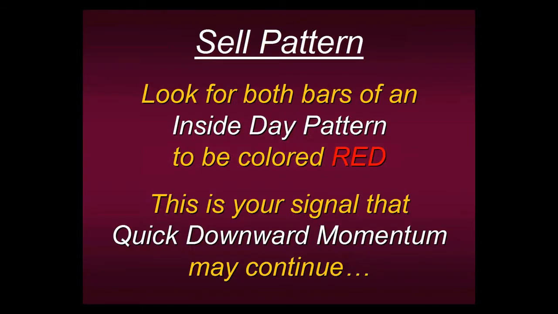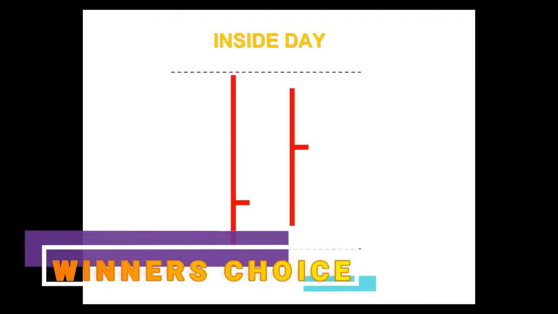All right, what if we're looking to go short? Well, we want to look for some type of setup, some type of clue that we're going to have a nice move down. Well, look for both bars of an inside day pattern to be colored red now with the PET-D tool. This is your signal that a quick downward momentum move may continue. Okay, so this is what we're looking for.